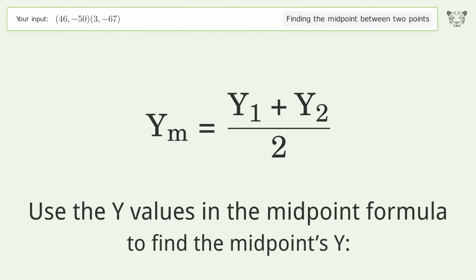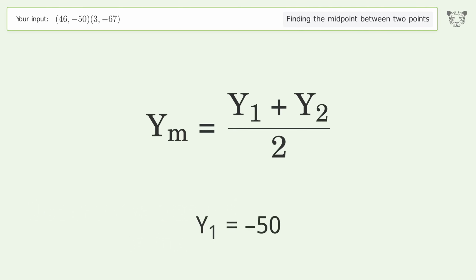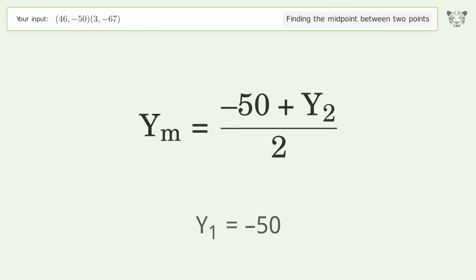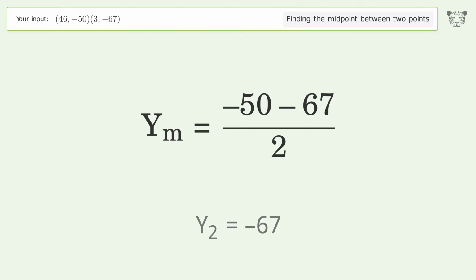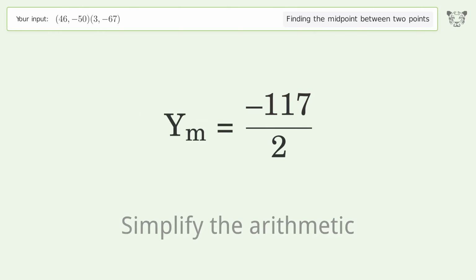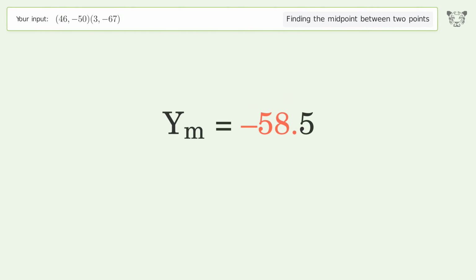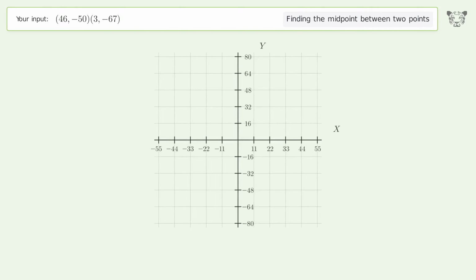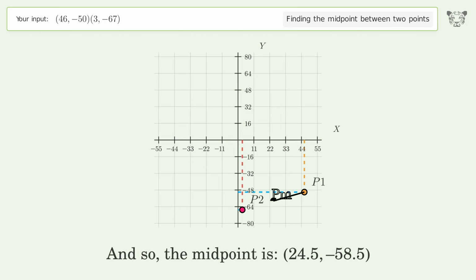Use the y values in the midpoint formula to find the midpoint's y. y1 equals negative 50. y2 equals negative 67. Simplify the arithmetic. And so, the midpoint is 24.5, negative 58.5.